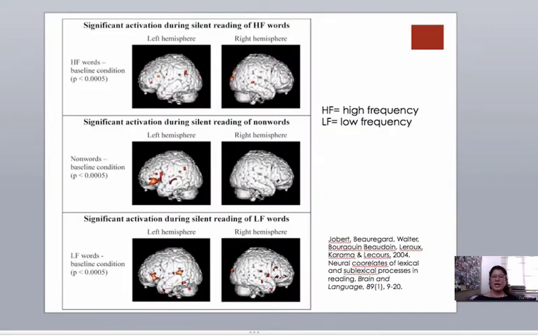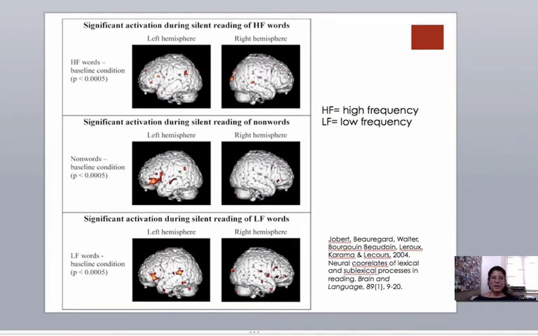Okay, so we also know that the brain is reacting differently when it hears high-frequency words or low-frequency words, or words that it's actually used to. As you've seen in other things with Dr. Hudson, the brain actually works less when it's used to doing something. Once it's learned something, it slows down and there's less activity.